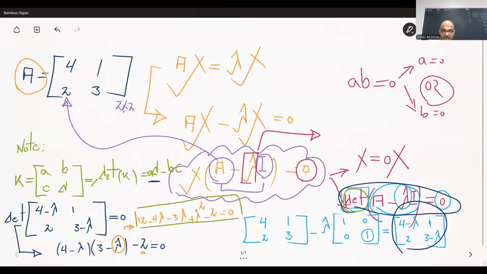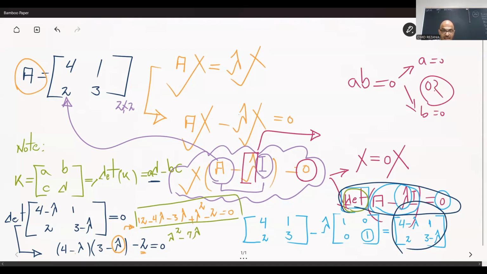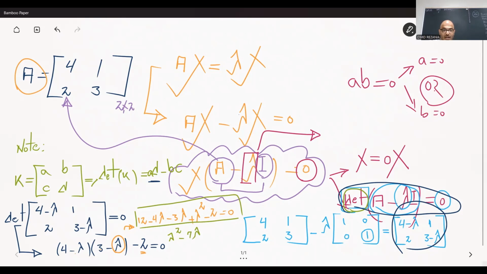Lambda squared. I'm just going to write lambda squared. I have minus 3 lambda, minus 4 lambda, becomes how much, Kajal? Minus 7 lambda. And I have, look at that, 12 minus 2, 10. Awesome, thank you. Plus 10 equals 0. Now, look at this, what we have.